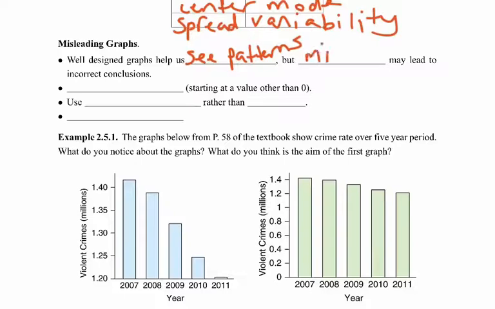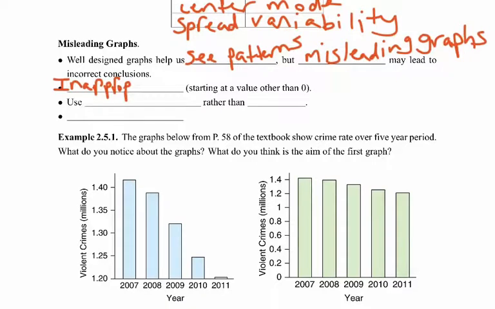Misleading graphs may lead to incorrect conclusions. One thing you might want to look for is if a graph has inappropriate scaling. So one thing that might be misleading is inappropriate scaling. And if a graph starts at anything other than 0, that's a sign that they're trying to maybe get you to see something that's not really there.